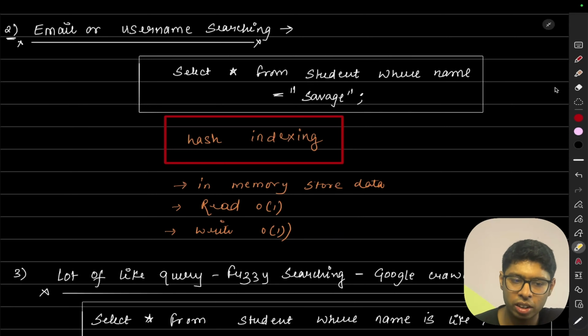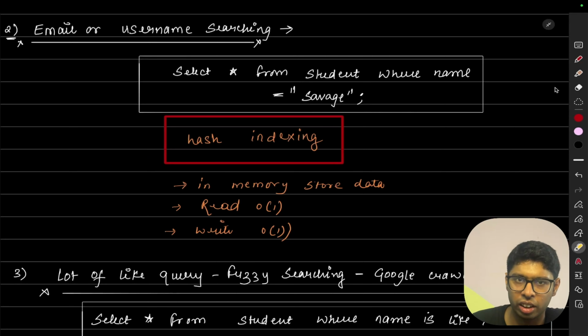The only problem with hash indexing is that it is going to store the data in RAM, or in memory. It means that it is going to be very costly. So if you use a hash index, it's going to give you excellent read speed and excellent write speed, but it's going to be very costly. This was the first problem with hash index.